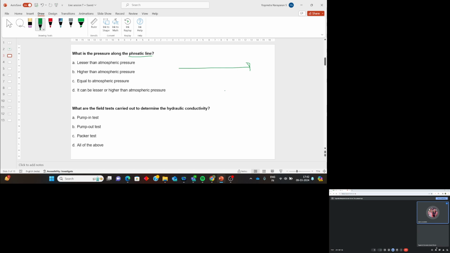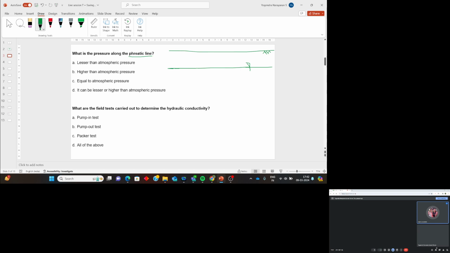So technically, the definition of phreatic line is the level of water which is always at atmospheric pressure, right? So if you consider a soil deposit here and you have a water table here, if you keep a piezometer, will it rise or not?